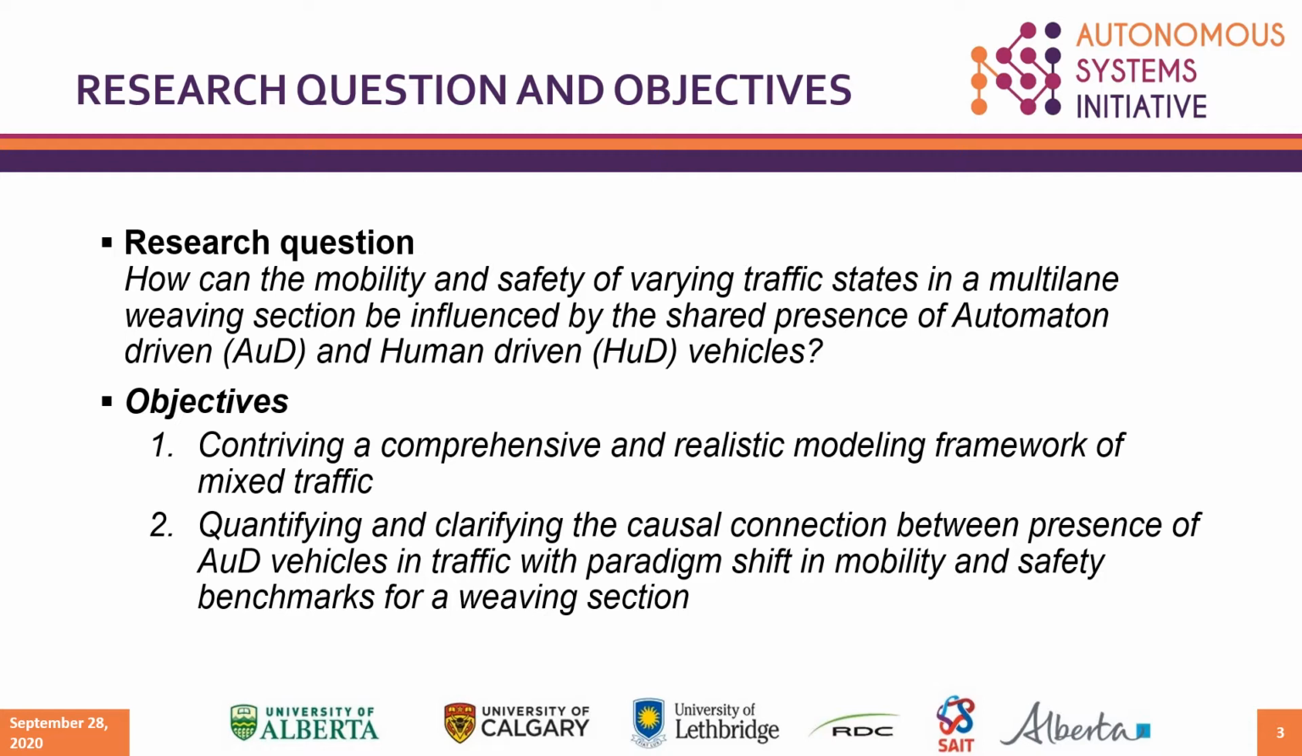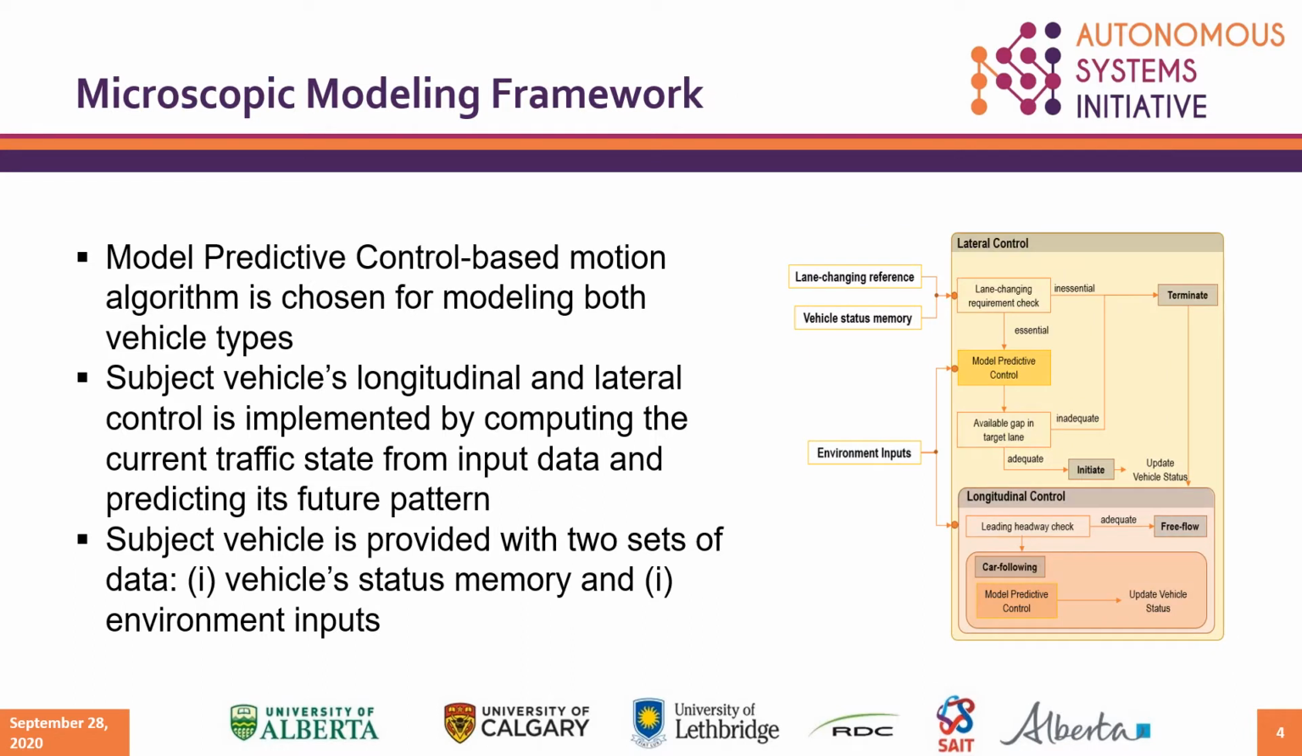The research question that I'm trying to answer through this part of my research is how can the mobility and safety of varying traffic states in a multi-lane weaving section be influenced by the shared presence of automation-driven and human-driven vehicles. In this premise, the twofold objective of this descriptive research includes contriving a comprehensive and realistic modeling framework of mixed traffic, and quantifying and clarifying the causal connection between presence of automated vehicles in traffic with paradigm shift in mobility and safety benchmarks for a weaving section.